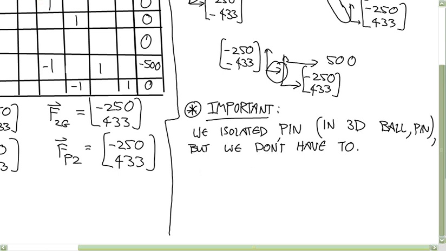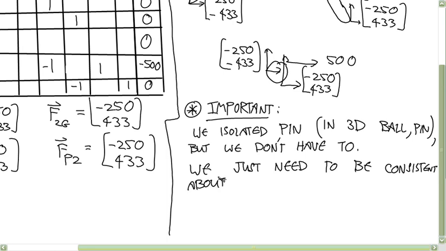We just have to be consistent about what body we want to consider the pin a part of. So we're just going to assume we don't really care what's happening on the pin. The same story will be told by saying we'll always consider the pin to be part of member A, or we'll always consider the pin to be part of member, what did I say, one or two? We just have to be consistent about what member to lump it in with.